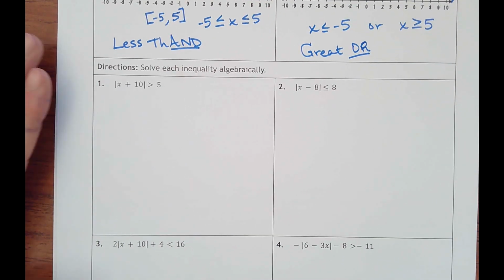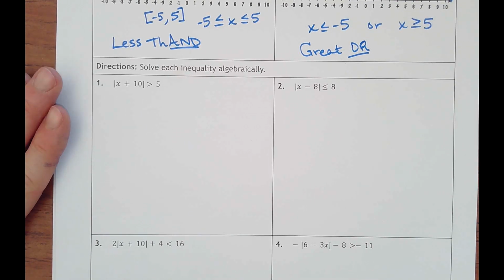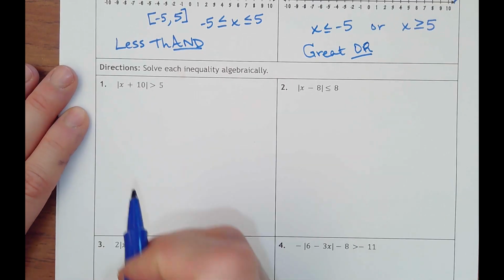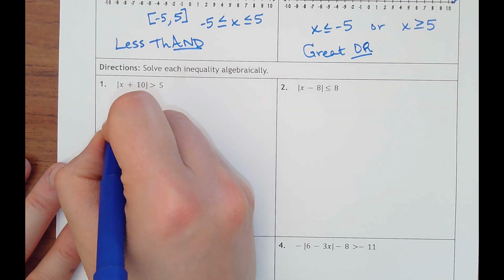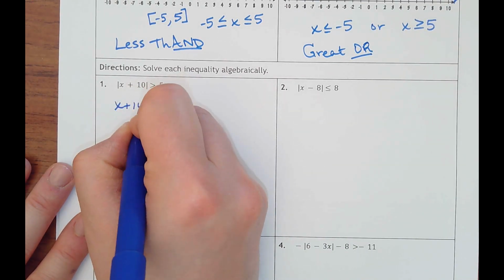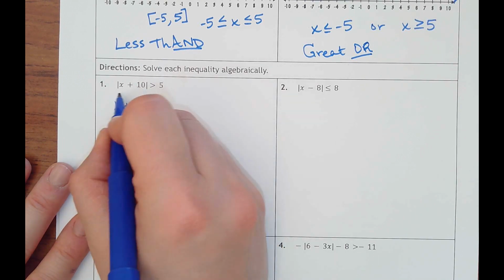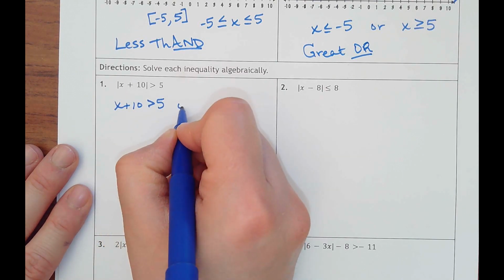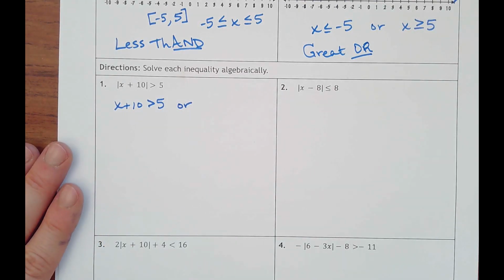Number 1. So we're actually getting to where we're solving. This is what your Delta Math problems are going to look like. You always still have to get the absolute value part by itself. I see it by itself, so I'm ready to go. So I'm going to bring the x plus 10 out of the absolute value symbols is greater than 5. So it's a greater. I know that this problem is going to be "or".